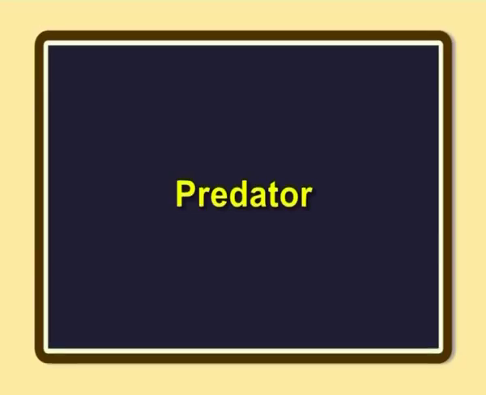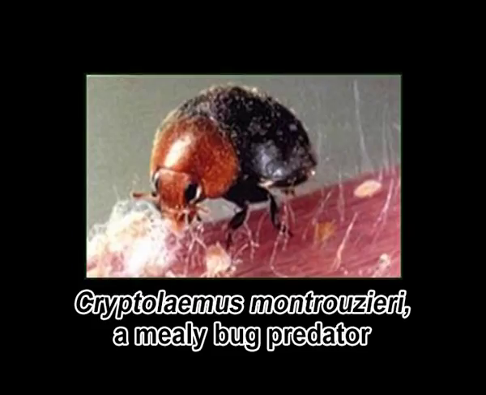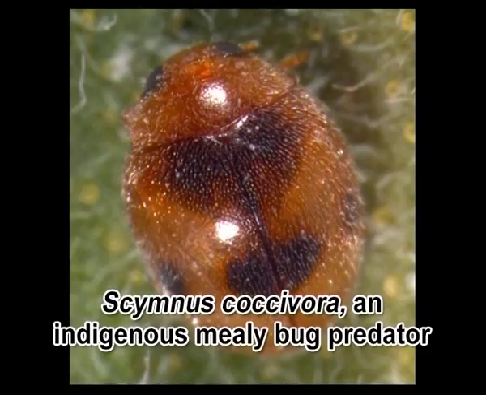Important natural enemies found in mulberry gardens. In mulberry gardens, we come across several natural enemies which contribute a lot in keeping the pest populations at a low level. They may be predators, parasites or parasitoids, and even microorganisms. Predator: an organism that kills and eats more than one other organism during its life. Usually, it is larger than the prey. Exceptions: social insects such as ants. Examples: Cryptolaemus montrouzieri and Scymnus coccivora ladybird beetles on mealybug, Blaptostethus pallescens against thrips.